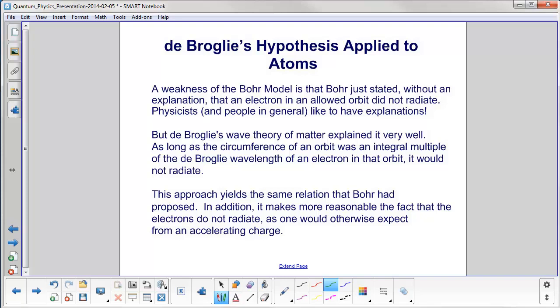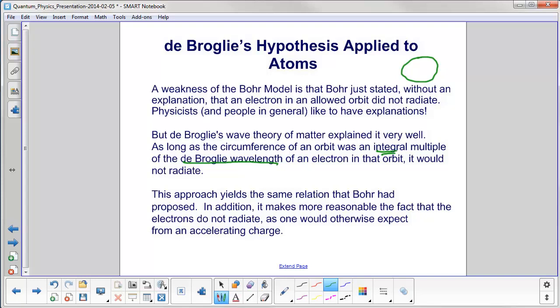As long as the circumference of an orbit, and we all know what a circumference is, if that were a circle, there's your circumference, is an integral multiple, and again, that's a recurring theme in quantum mechanics, an integer multiple of different functions of different constants. So as long as that circumference was an integral multiple of the de Broglie wavelength of an electron in that orbit, it would not radiate. This approach yields the same relation that Bohr had proposed.